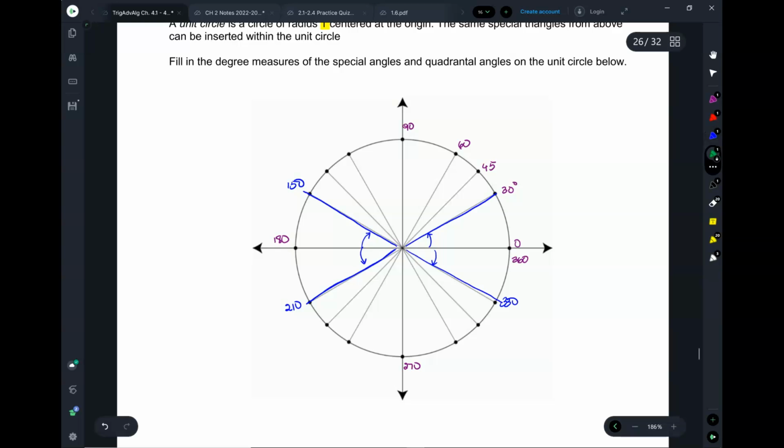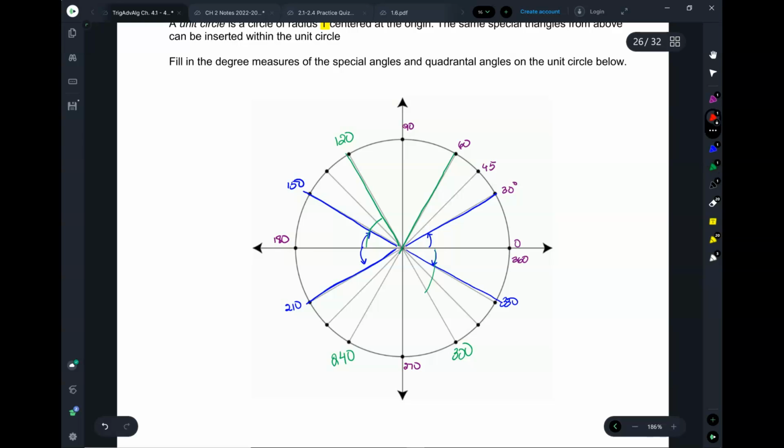Now let's do the 60s because those are easier. So 60, that means from the x-axis up, it's 60 degrees. Now here, from the 180 up, how much would that be if you go 60 degrees up from the 180? This one here, 120. Now down here, if you go 60 degrees down, it's 240. And then 60 degrees before the 360, that's 300. Okay? Am I making sense to you all?